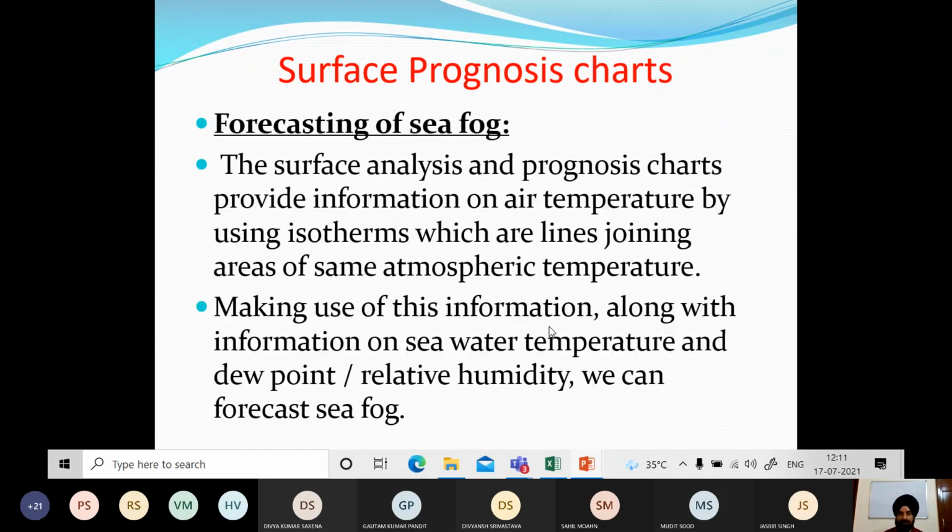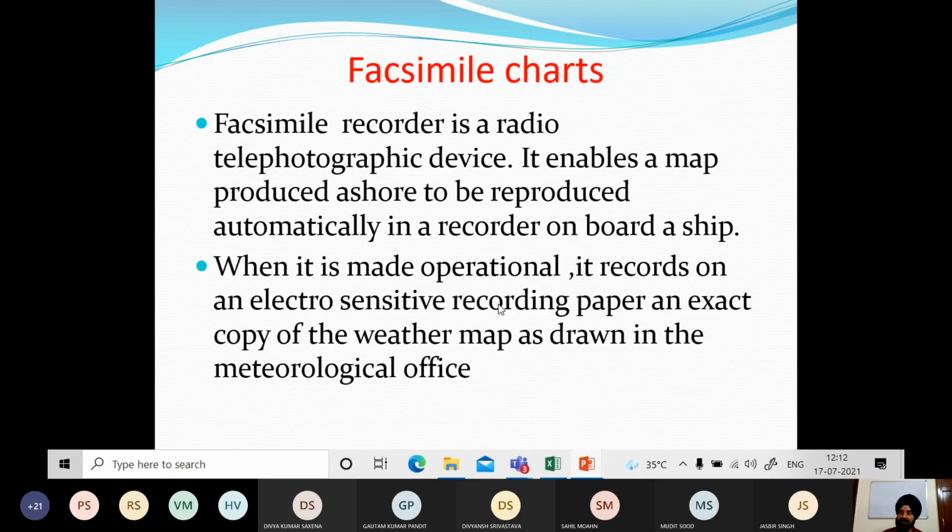Forecasting sea fog: surface analysis and prognostic charts provide information on air temperature. So if you know the air temperature and the sea temperature, we can of course predict the sea fog also.